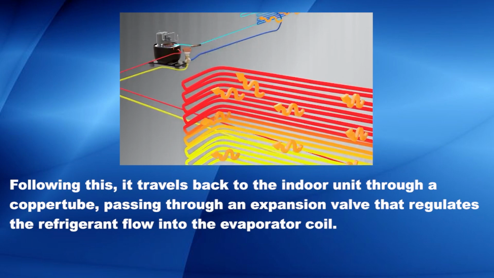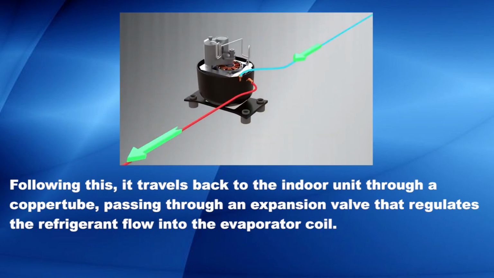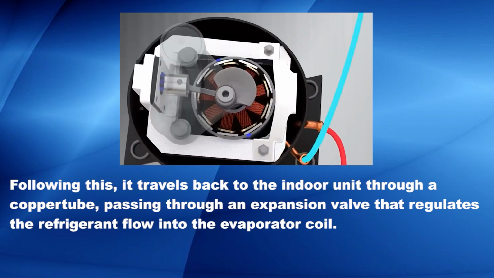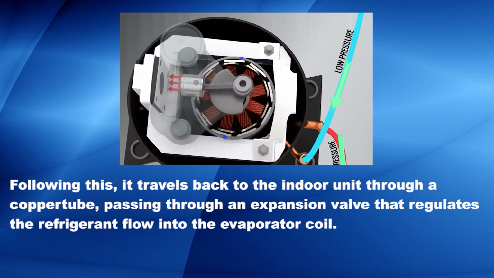Following this, it travels back to the indoor unit through a copper tube, passing through an expansion valve that regulates the refrigerant flow into the evaporator coil. As the refrigerant cools, more heat is absorbed from the air and the cycle repeats.